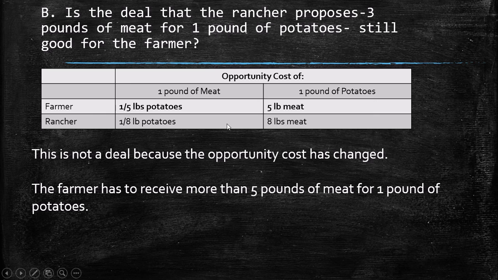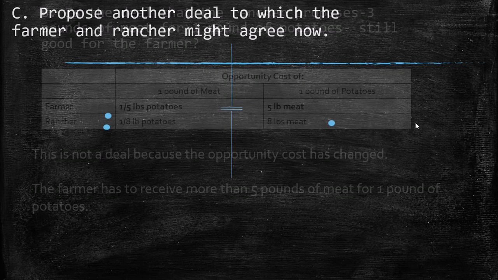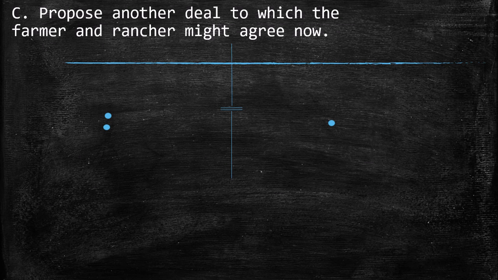The farmer has to receive more than 5 pounds, because now this is the cost. If he receives just 3 pounds of meat, he's losing, because this price is smaller. So now he needs at least 5 pounds of meat for 1 pound of potatoes. Okay, so propose a deal to which the farmer and rancher might agree now.